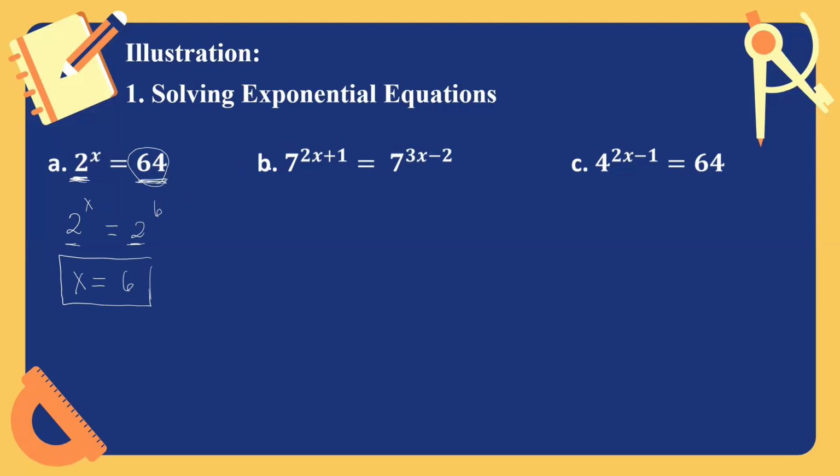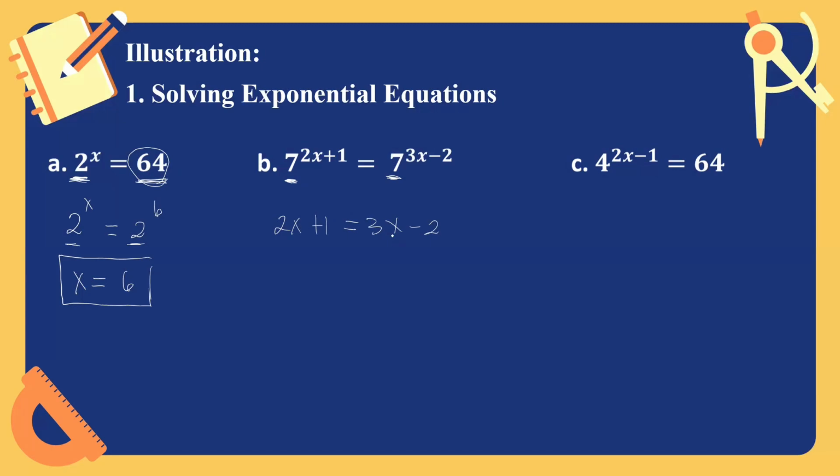So para naman sa letter B, if we look, they have the same base na. Kung pareha na yung base nila, then we can bring down the exponent. So we have 2x plus 1 is equal to 3x minus 2. Not unlike in example letter A, where nung binring down na natin ang exponent, we got the answer already.